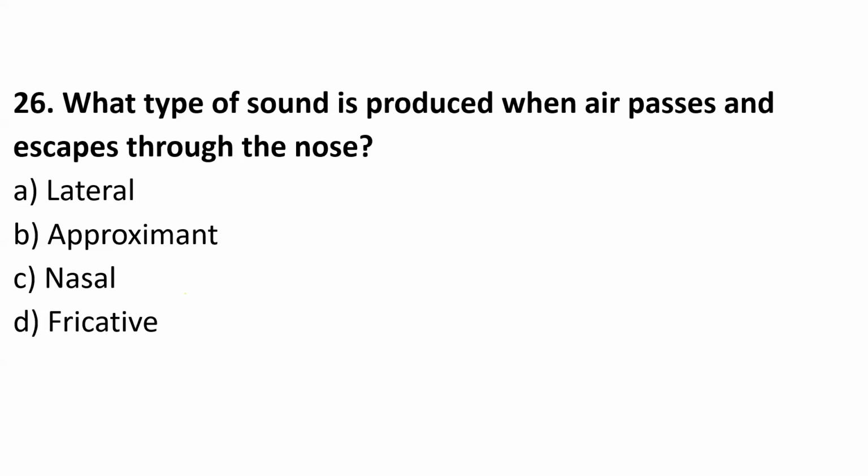Okay. What type of sound is produced when air passes and is expressed through the nose? What is the answer? C, Miss. Answer C. Nasal. Correct. C. Nasal sound. And those sounds are there in other languages also. Even in Sinhala we have, I don't know about Tamil, I'm sorry. In Sinhala we call it nasikya. That means the sound pronounced through the nose. That is nasal. In English, it is nasal.